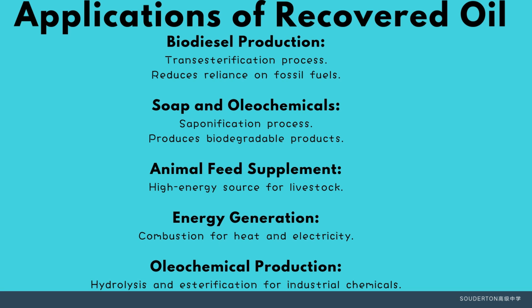The second is soap and grease chemicals. It covers the saponification process. It can produce biodegradable products. The third is as an animal feed supplement. It can be used as a high-energy source for livestock.